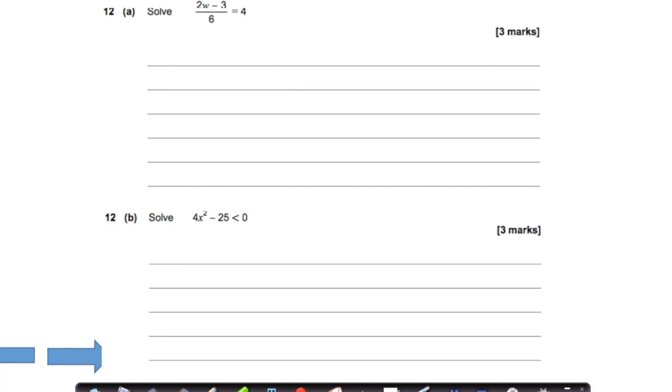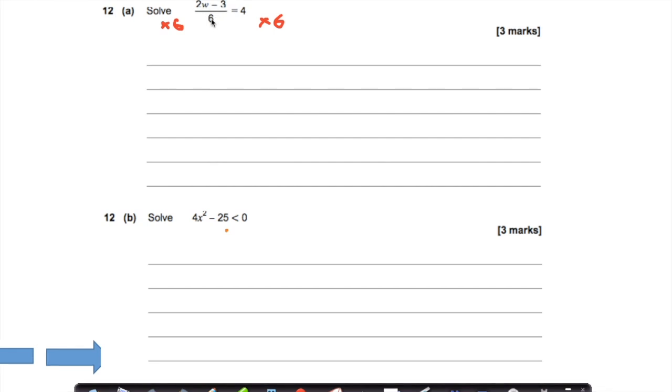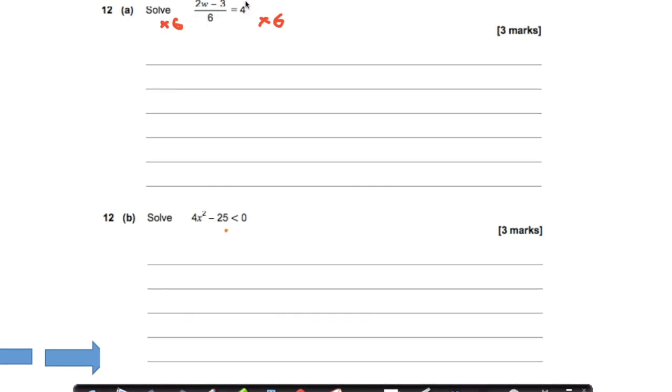So how we deal with a fraction: if we're dealing with the algebraic fraction, 2w minus 3 over 6 equals 4, first of all, we're going to multiply both sides by 6. Why are we going to do that? Well, we've got a fraction here, and generally it's easier to deal with algebraic expressions once they're out of fractions. So we need to unwrap that fraction. As this is 2w minus 3 all divided by 6, this counts all as one term, and this counts as another term. So we need to multiply every term, so both these two terms, by 6.